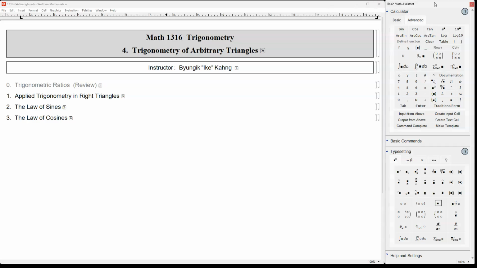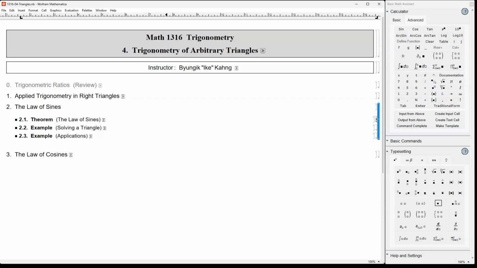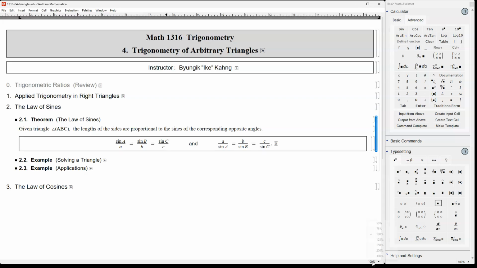Hello students, welcome back. Previously we did some right angle trigonometry. Now are you ready to go over to arbitrary triangles? We're going to approach on two different viewpoints. One in the viewpoint of sine, and then in section 3 we'll use cosines. Sines first, the law of sines, and that's the topic for section 2.